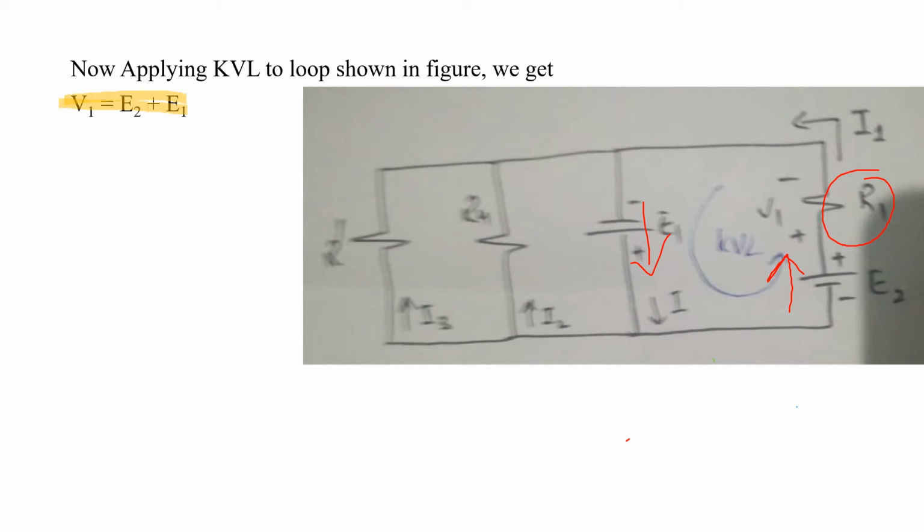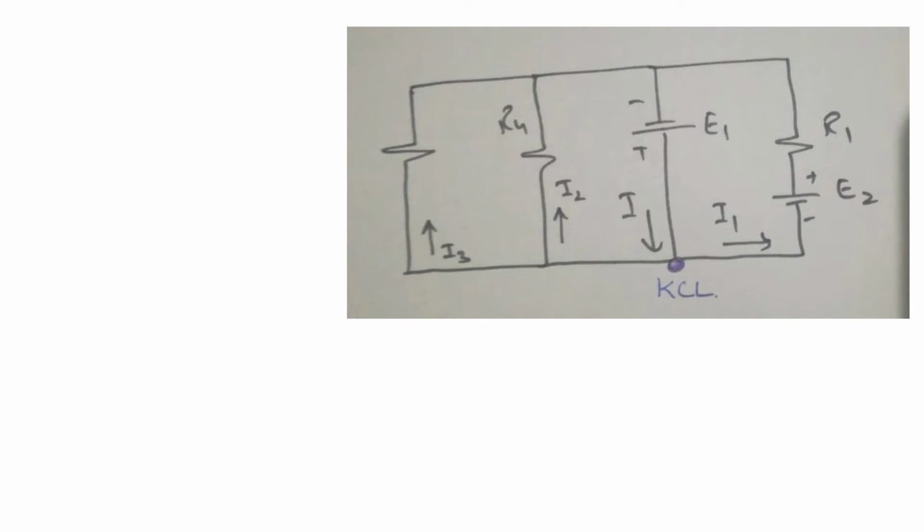V1 is basically the voltage drop across the resistor R1. E2 and E1 are the voltages rise in that loop. Substituting the values of E2 and E1, where E2 is equal to 18 volts and E1 is equal to 6 volt, we get V1 is equal to 24 volt, which is a second required value which we have to find in this question. Now we have to find the value of I.